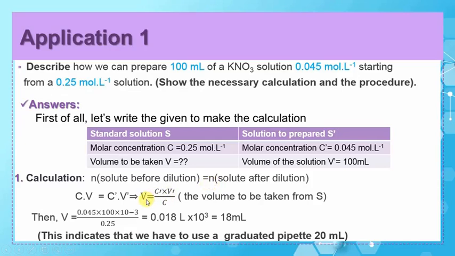This implies that V, the volume that must be taken from S, equals C prime times V prime over C. It equals 0.045 times 100 times 10 exponent negative 3. Here we make the volume in liter. From milliliter to liter, we have to multiply by 10 exponent negative 3. Over 0.25, the value is 0.018 liter. At the same time, it is equal to 18 milliliter. This indicates that we have to use a graduated pipette 20 milliliter.